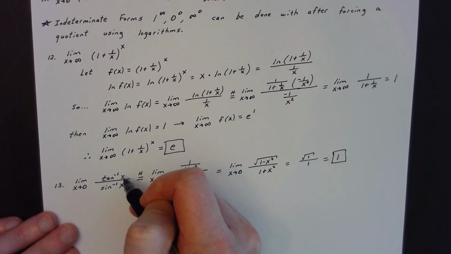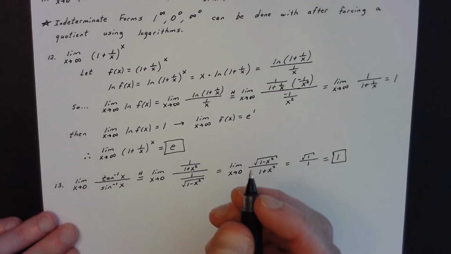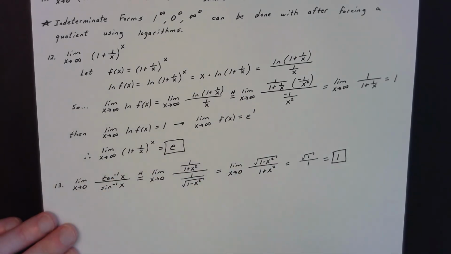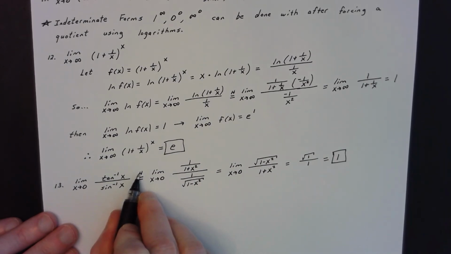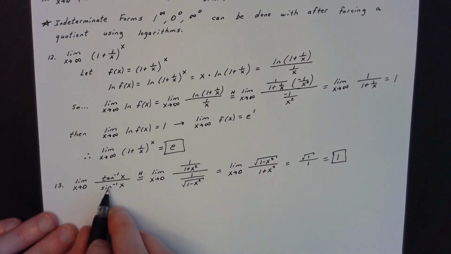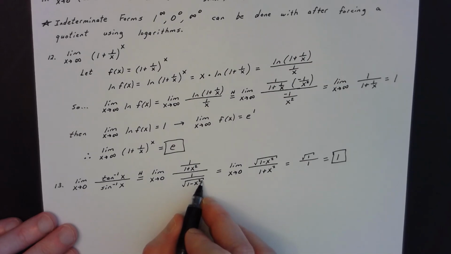Well, if you think about this, the inverse tangent of x is asking you, when is the tangent function 0? Well, that's at 0. And the inverse sine of x, if x is 0, it's asking when is the sine function 0, and that's at 0. So right now, this is 0 over 0, which is indeterminate. So I use L'Hopital. The derivative of the inverse tangent is 1 over 1 plus x squared. The derivative of the inverse sine is 1 over the square root of 1 minus x squared.